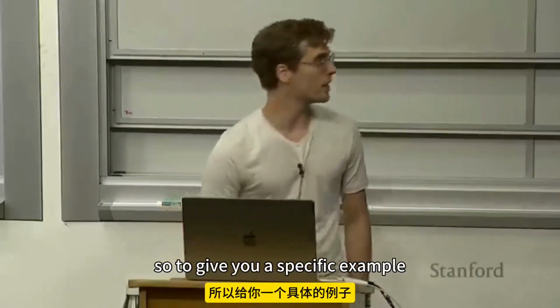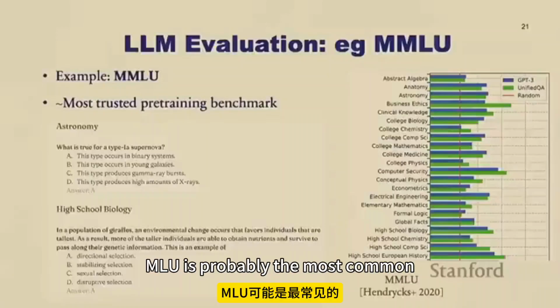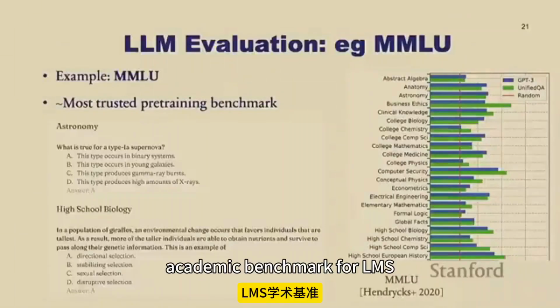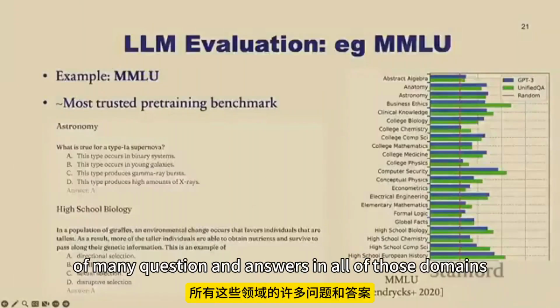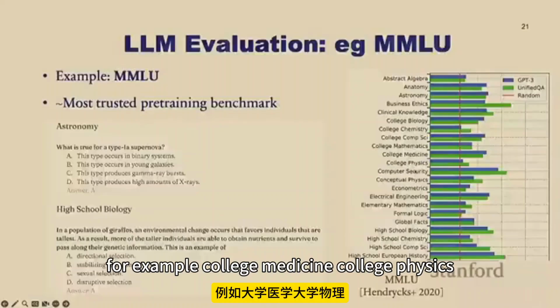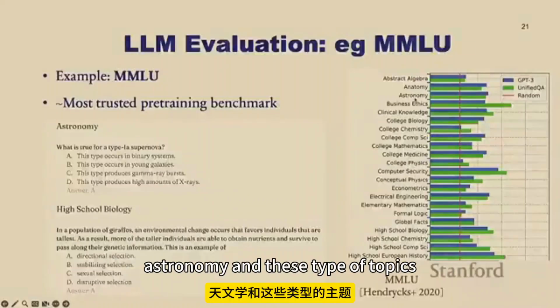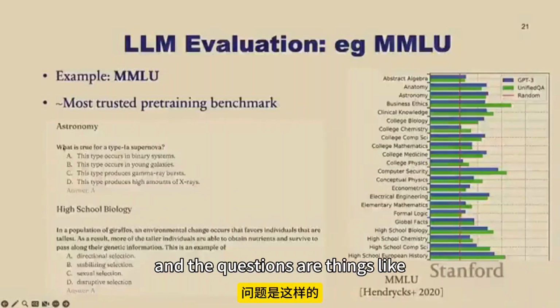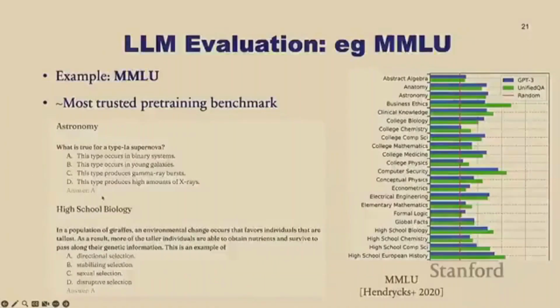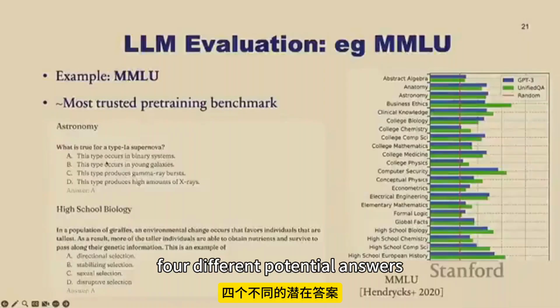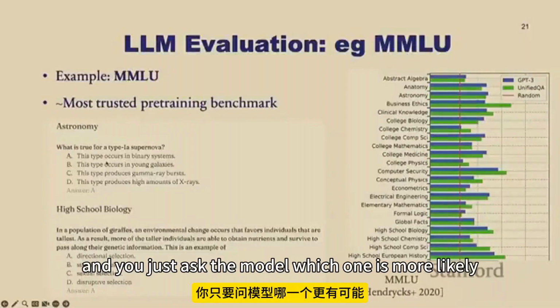To give you a specific example, MMLU is probably the most common academic benchmark for LLMs. This is just a collection of many questions and answers in many domains, for example college medicine, college physics, astronomy, and these types of topics. The questions are things like, this is in astronomy, what is true for type 1a supernova? Then you give 4 different potential answers, and you just ask the model which one is more likely.